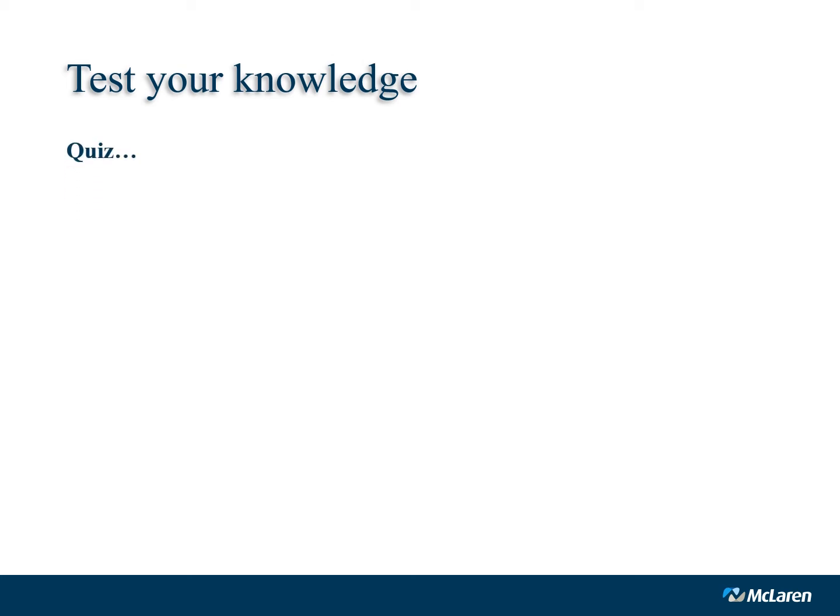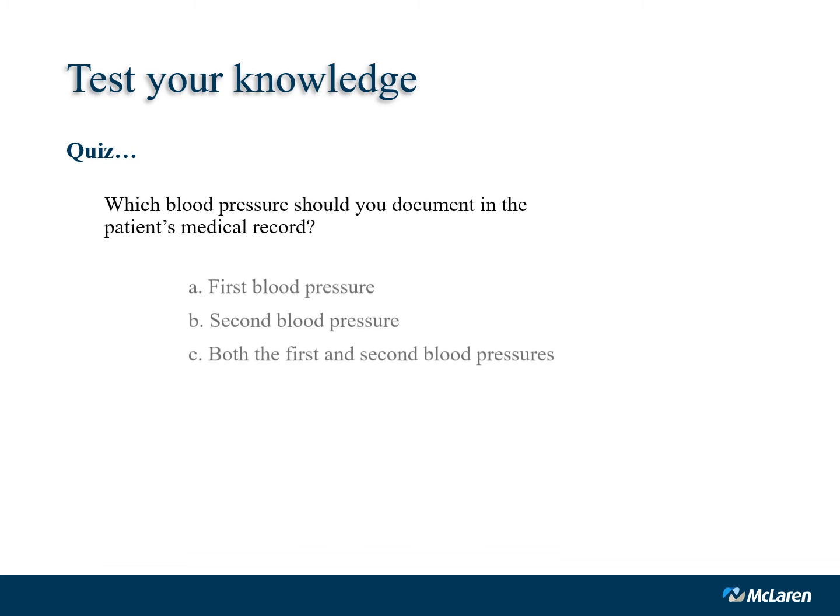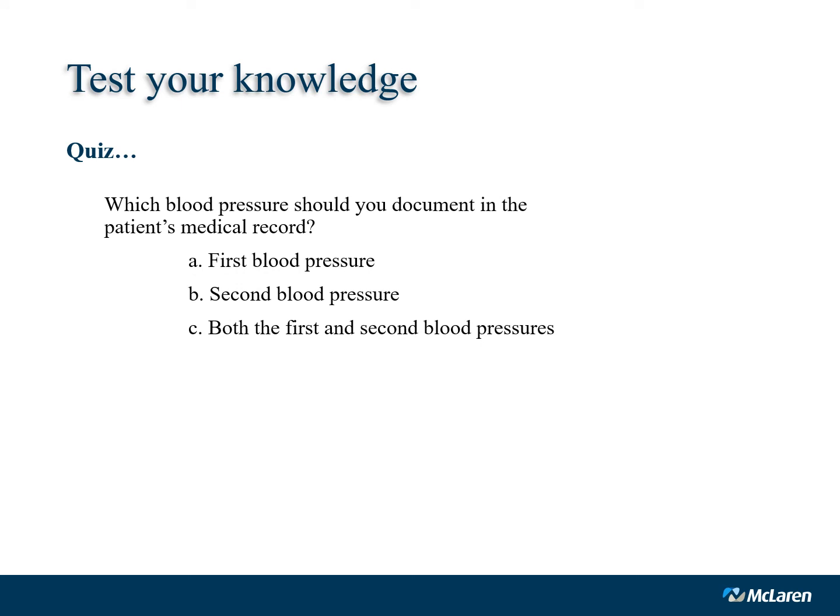Let's again test your knowledge with a quiz. Which blood pressure should you document in the patient's medical record? The first blood pressure, the second blood pressure, or both the first and second blood pressures? The correct answer is both the first and second blood pressures. The reason for this is we have to prove through our documentation that 2 readings were taken. Some insurance companies allow a systolic from one reading and a diastolic from another reading to be combined to create an adequately controlled blood pressure.